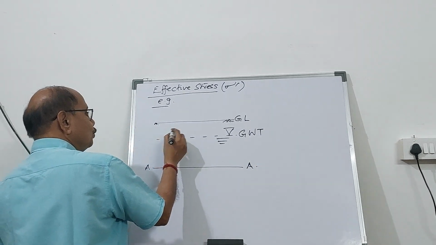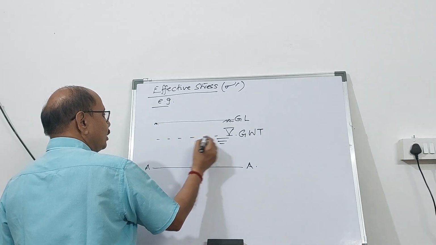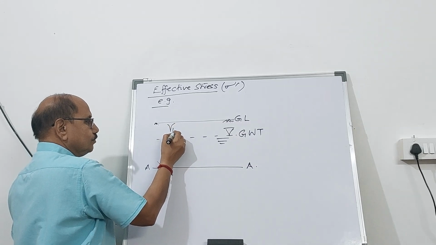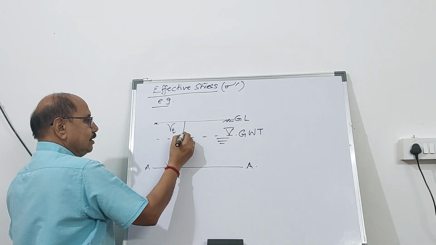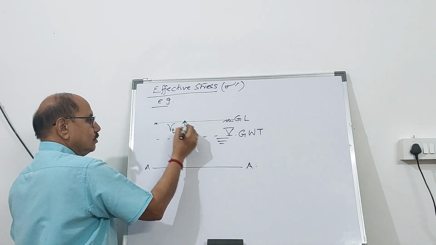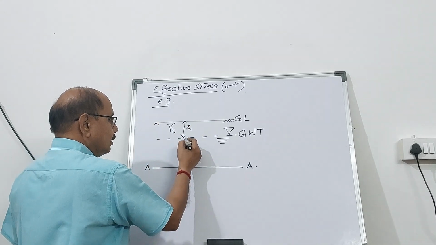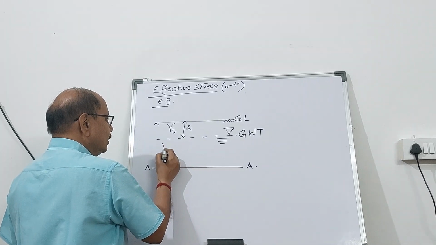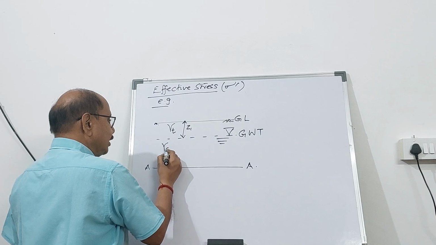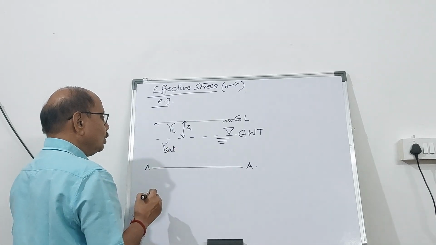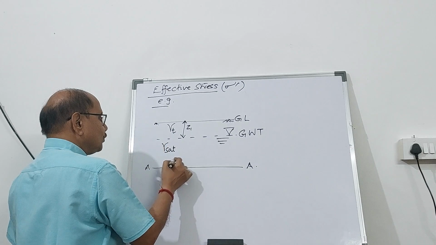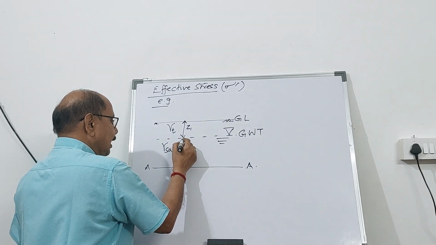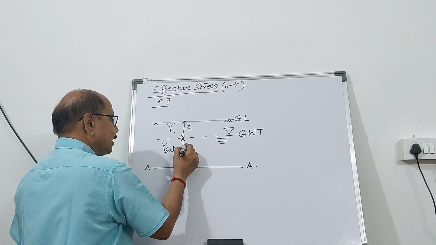Now if you know the total unit weight above the groundwater table, let's say it is gamma T, and this height, let's say it is Z1. And below the groundwater table, the soil is naturally fully saturated. So the total unit weight is going to be gamma saturated, and this height is, let's say, Z2.